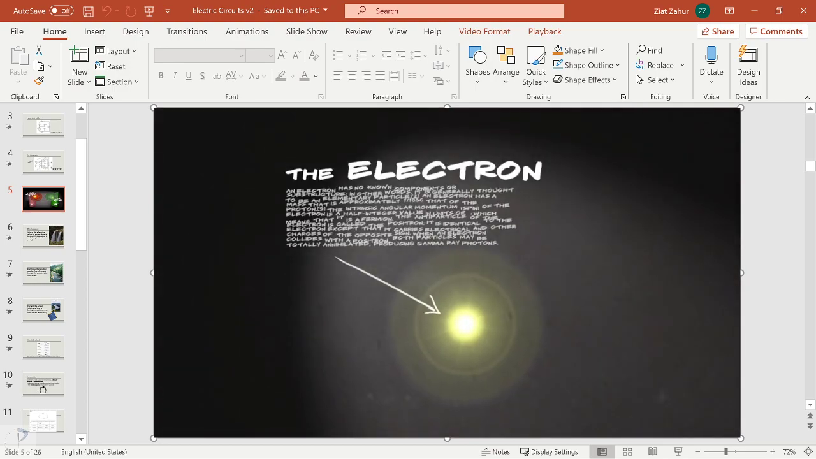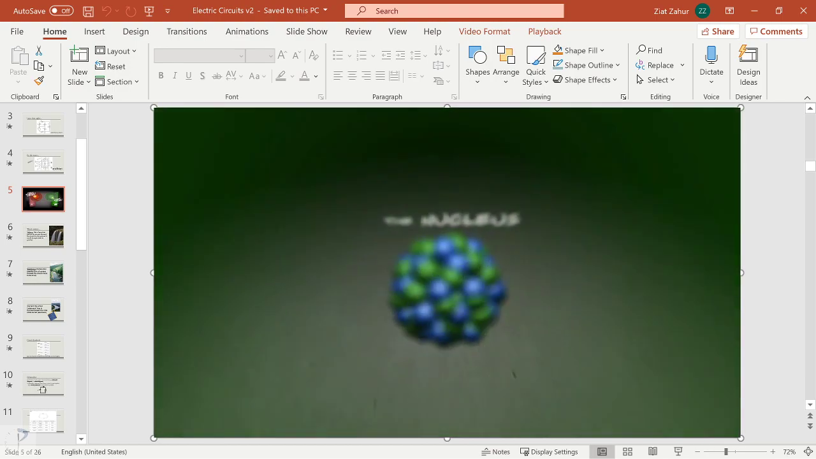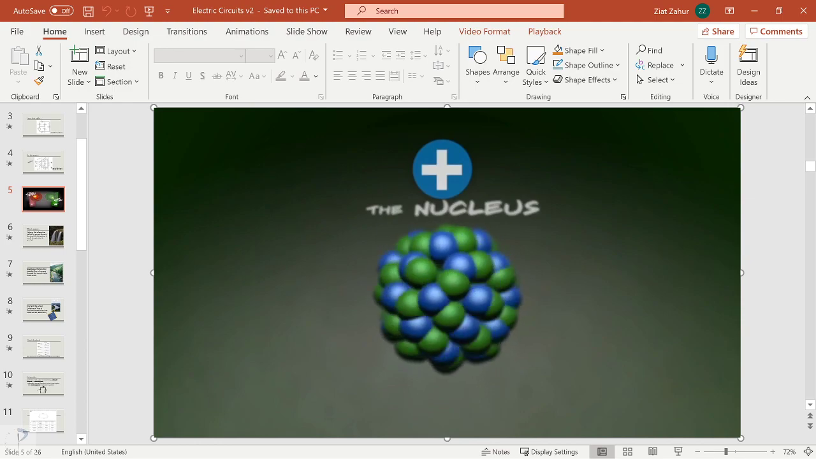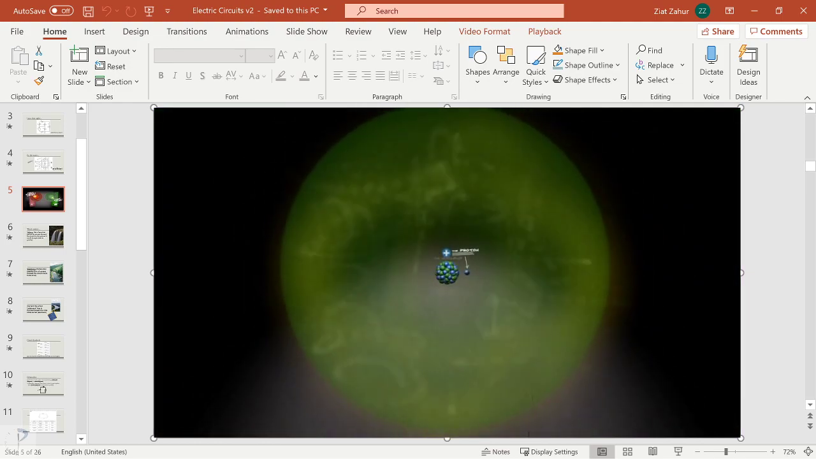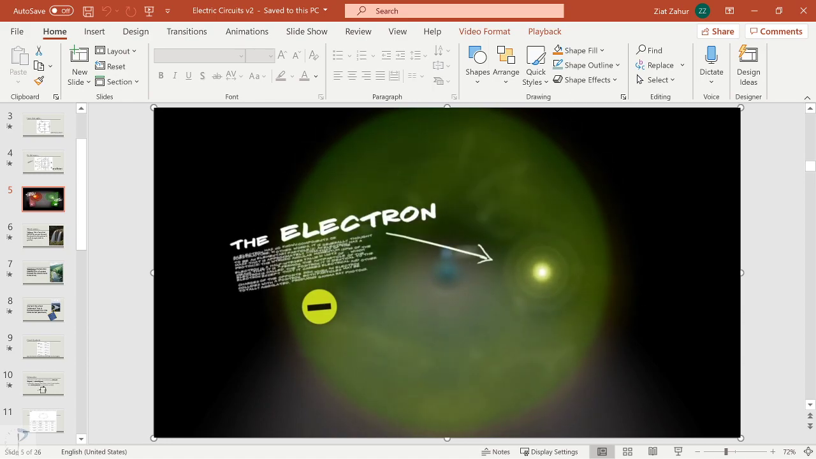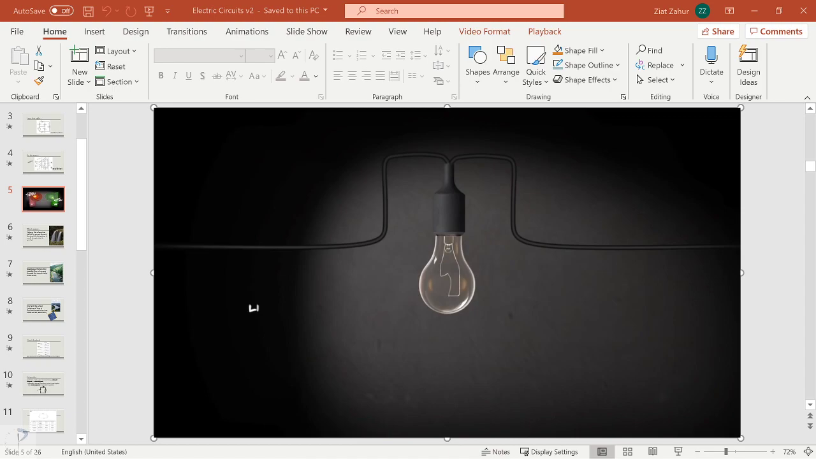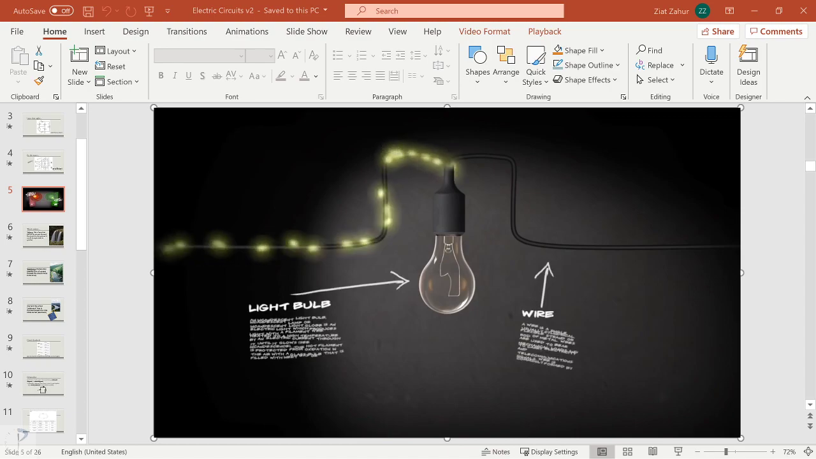The electron. This is an atom. The inside has a clump of positive charged particles in it called protons. The outside is a buzzing cloud of negatively charged particles called electrons. And electrons are the key to electricity. The movement of electrons is what makes the lights go on.